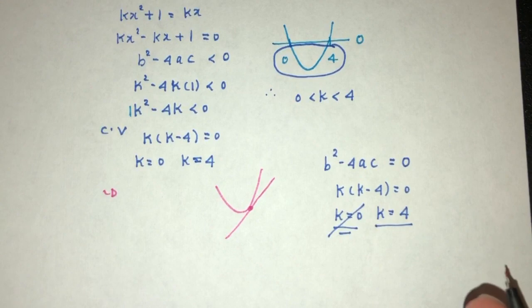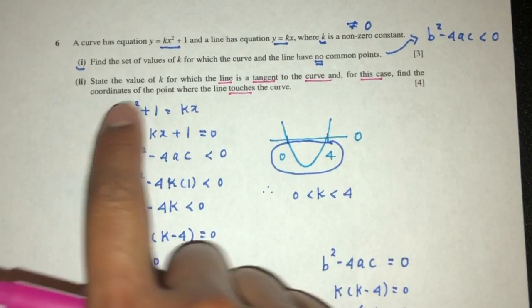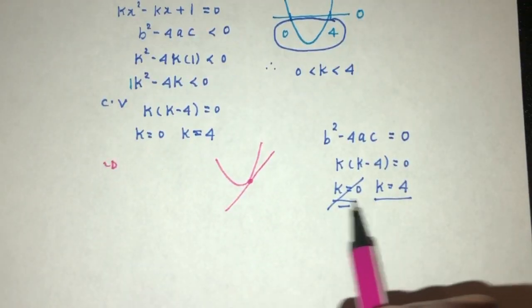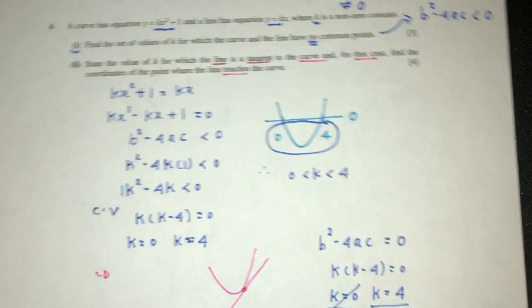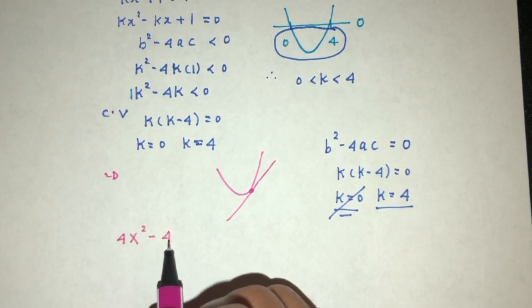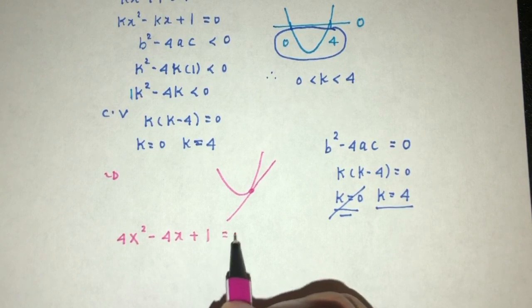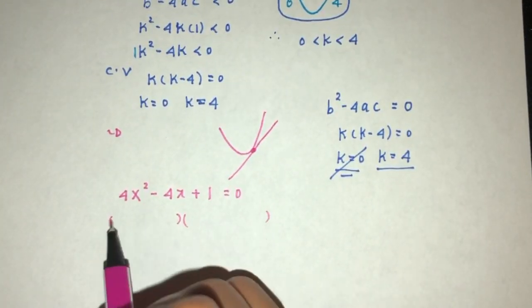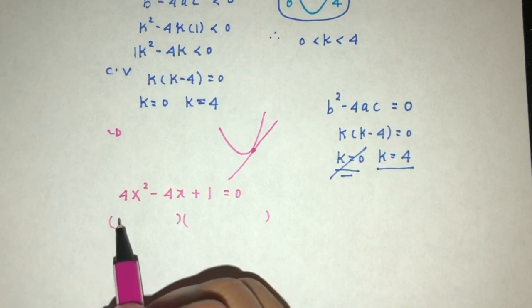Now for this value of k, we have to find the coordinates of the point of intersection. So pretty easy. k is 4, so replace it back in your equation here. That will be 4x squared minus 4x plus 1. So we just have to see what happens here. Let's see what happens.